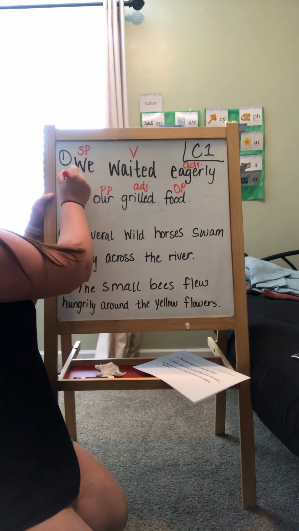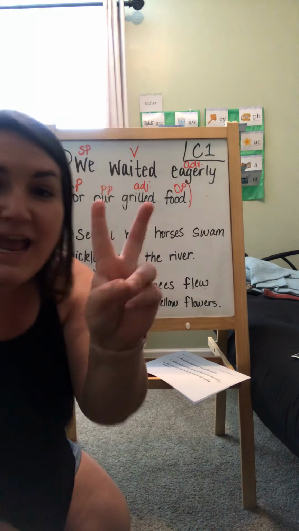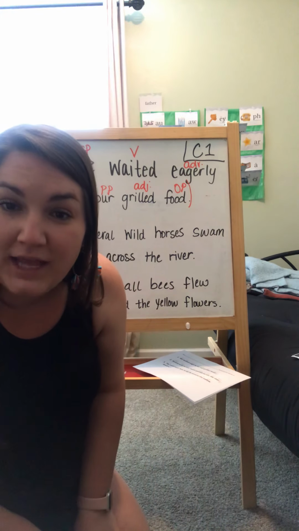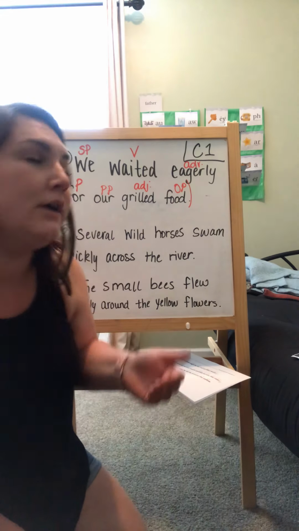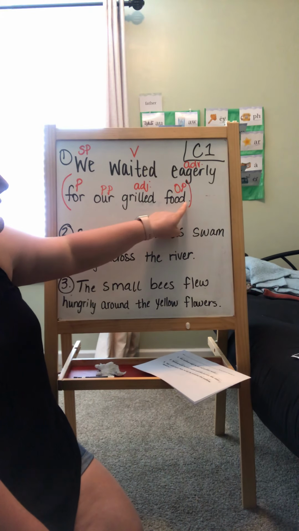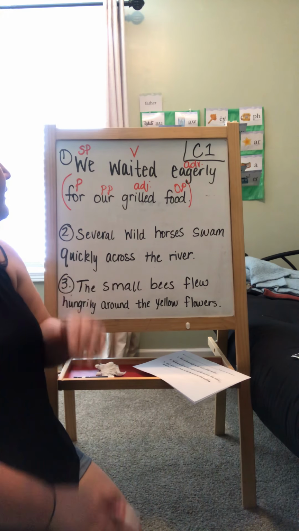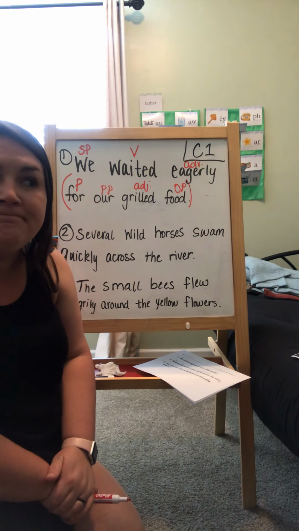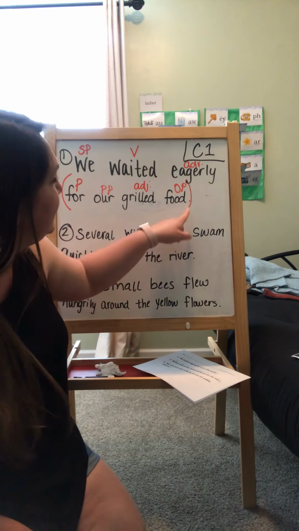My prepositional phrase is for our grilled food. And then the second step of our skill check is to decide if it's a declarative sentence or not. So let's look. Is this a declarative sentence? Is it a statement? We waited eagerly for our grilled food. Yeah, that's telling us something. It's a statement, and it ends in a period.